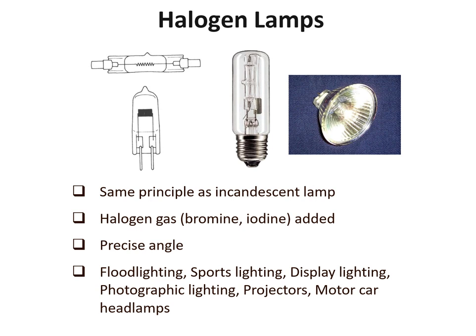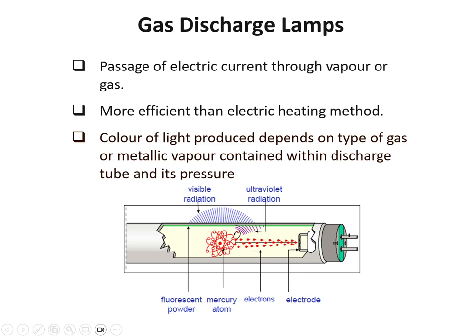So there's a very precise angle that we can focus this light. It's usually used for flood lighting, sports lighting, for display. Like if you have giant billboards and you want to shine light on it, right? Usually you will go for halogen lamps. If you are in a photography studio as well, if they need to shine light on the subject, a halogen lamp will be used. Projector screens, motor car headlamps, etc. At the moment, we still rely on halogen lamps.